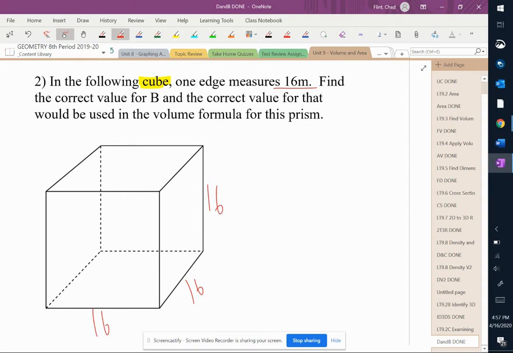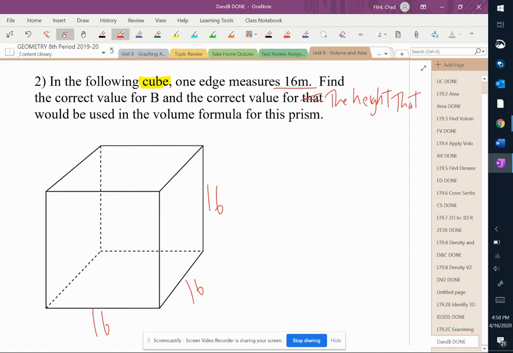So it says find the correct value for B and the correct value for, I'm sure there's supposed to be, for the height in there. For the height, that would be... first mistake I've ever made in my life, so you just witnessed it on this video. But it wants the height.